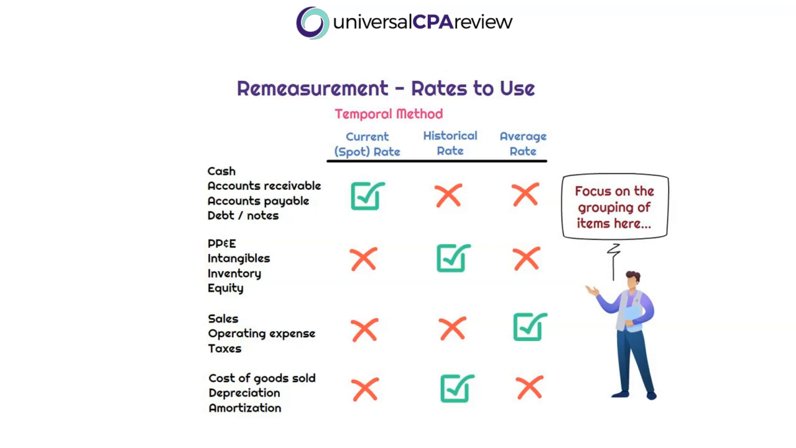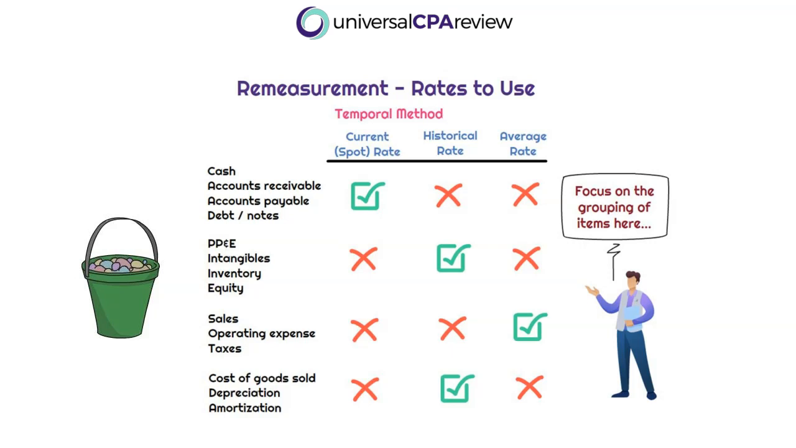On the left side, you can see we have different buckets of accounts. We would use the current rate or the spot rate for items like cash, accounts receivable, accounts payable, debt, anything that's more monetary in nature and more current. Then we would use the historical rate for items like PP&E, intangibles, inventory, and equity. And for items like sales and expenses in our income statement, we would use the average rate because that occurs over a period of time.